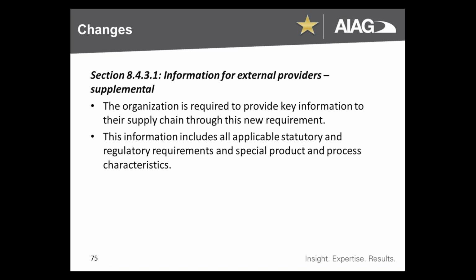8.4.3.1, information for external providers. The organization is required to flow down key information to its supply chain, including applicable statutory and regulatory requirements and special product and process characteristics.